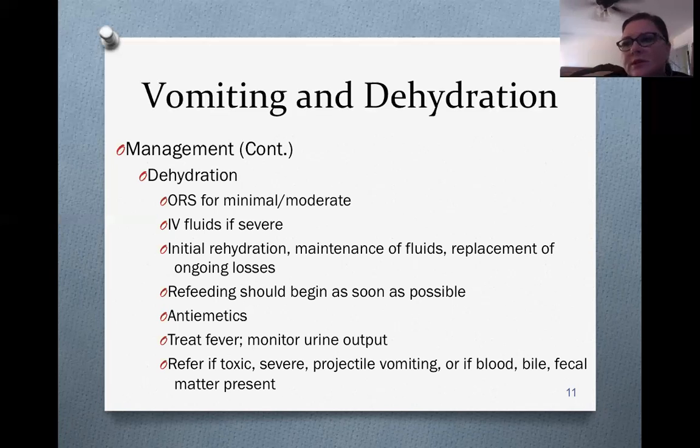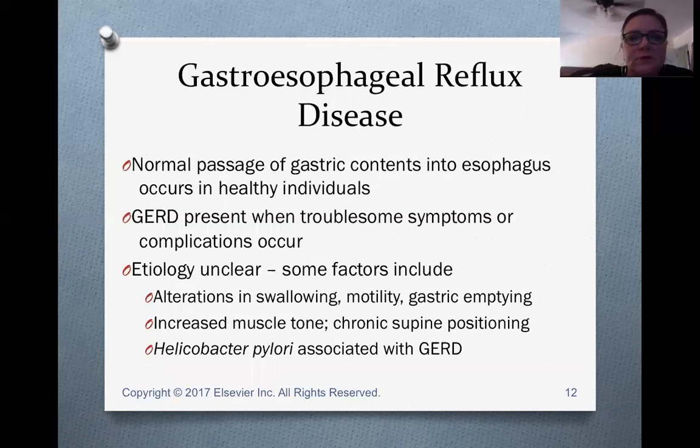Popsicles are good because they just offer a small amount of fluid at a time. It's the same as taking a teaspoon every 10 minutes, which is a standard recommendation for rehydration. So GERD, we've kind of talked about that already.